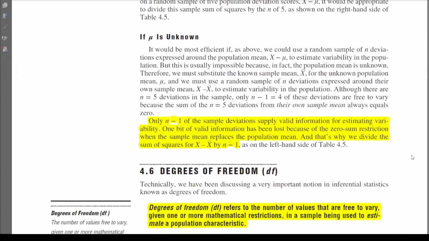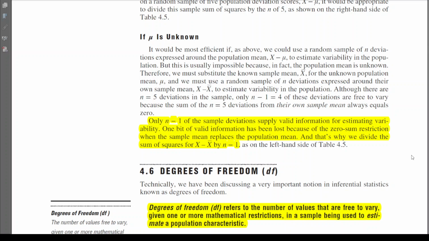Now, what happens when mu is unknown? It would be most efficient if, as above, we could use a random sample of n deviations expressed around the population mean to estimate variability in the population. But this is usually impossible because, in fact, the population mean is unknown. Therefore, we must substitute the known sample mean x bar for the unknown population mean mu, and we must use a random sample of n deviations expressed around their own sample mean, x minus x bar, to estimate variability in the population.